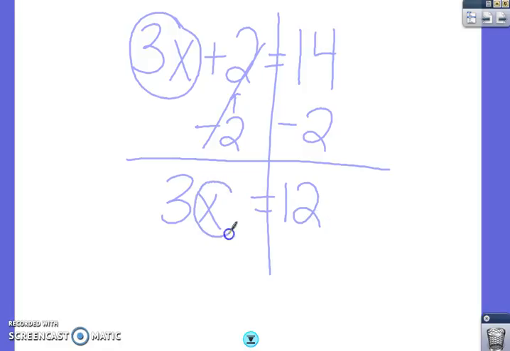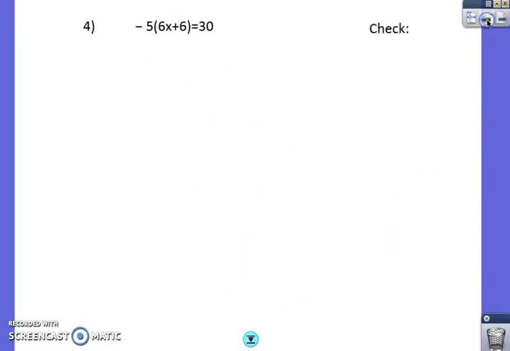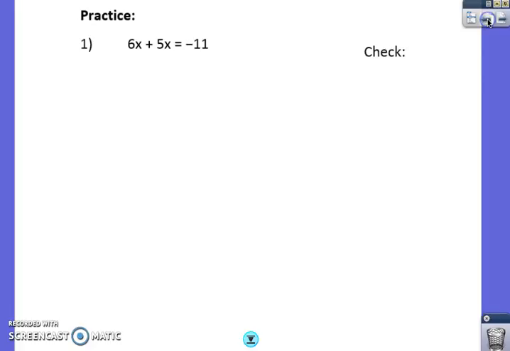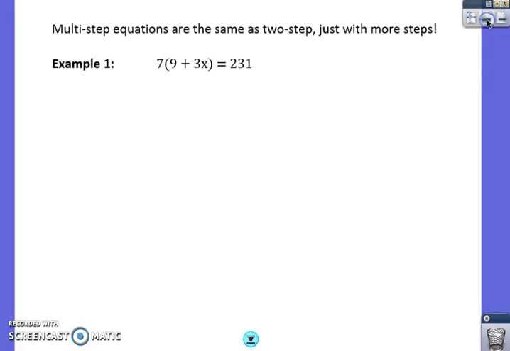Now it's just a one-step equation. I have x. He's being multiplied by 3, so I have to divide both sides by 3 to get rid of him, the opposite of multiplication. And x equals 4. So I'm going to move on to some multi-step equations. Multi-step means I have to do a couple different things to be able to solve them.